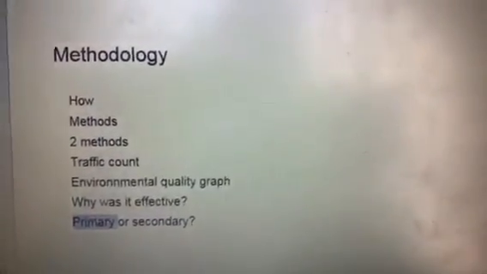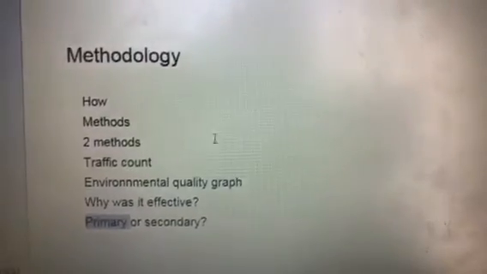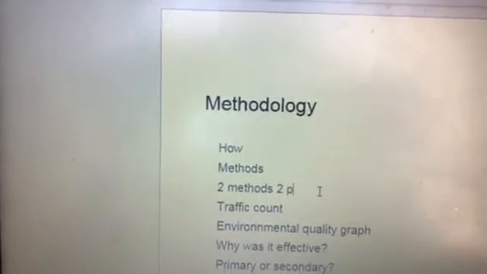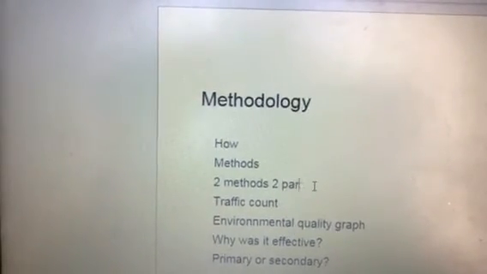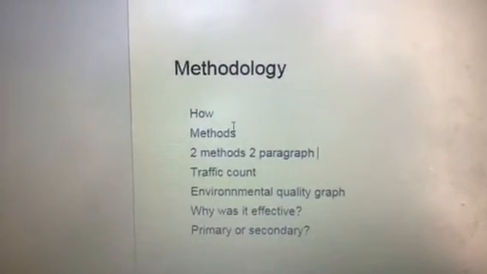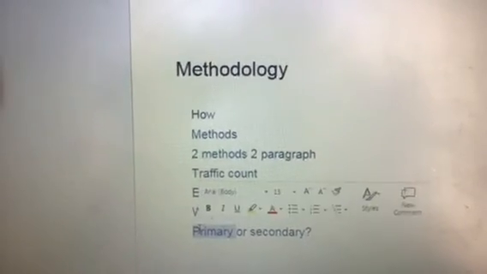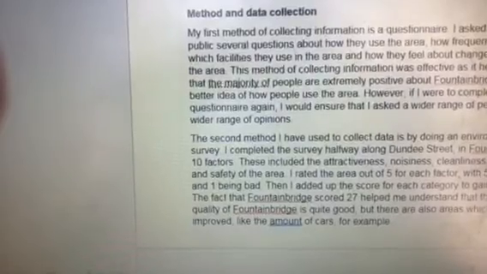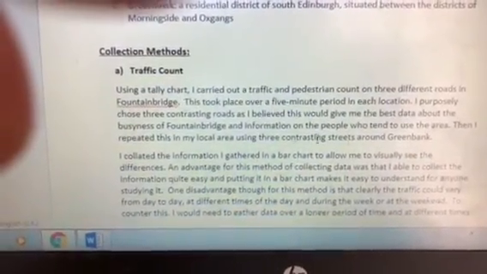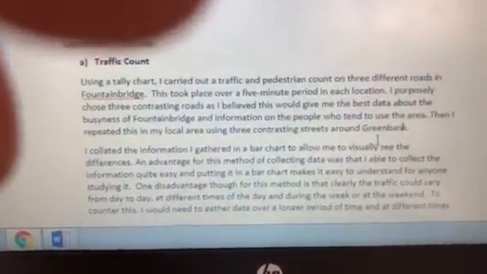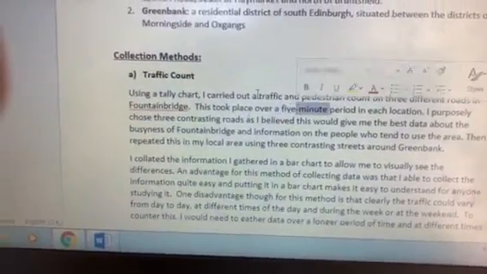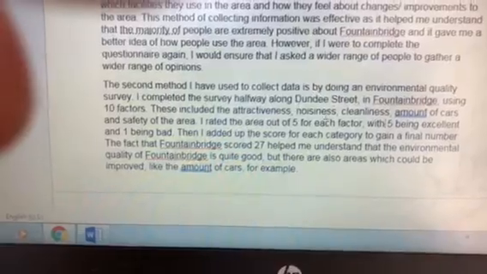So just to recap for your methodology, it's about the how, it's about the methods. You've got two separate paragraphs for two of your methods. For example, a traffic count, one paragraph, an environmental quality survey, one paragraph. Why was each of these methods effective? Primary or secondary data. Why was it effective? It was primary data. And for example, another point you might want to mention is why you chose three different areas very far apart from each other, to give you a good overview of the area. And also if you're doing the traffic count, really go into detail about the 5-minute periods, the tally marks, the different locations, and the environmental quality survey, the different variables.